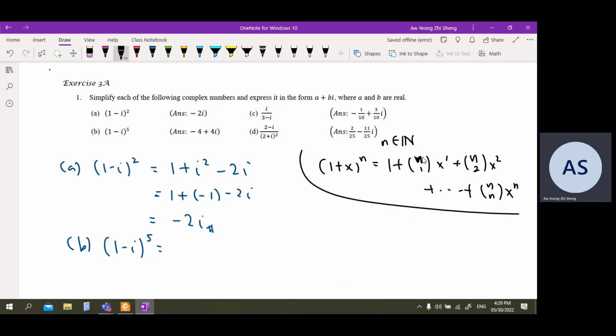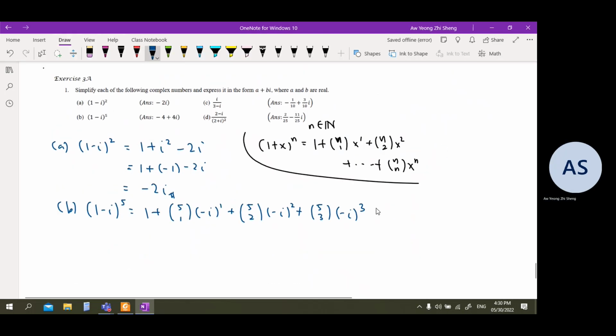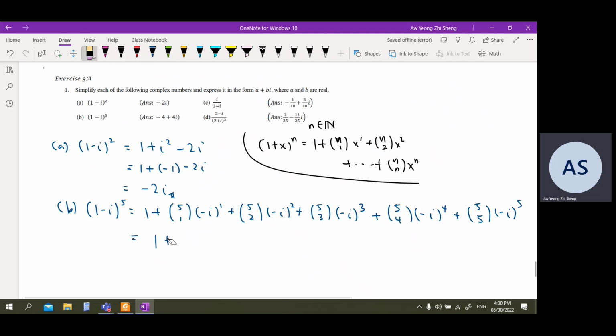binomial expansion formula here. Okay, so I have now 1 plus 5C1, where the x should be taken as negative i. So that's negative i to the 1. 5C2, negative i to the 2. 5C3, negative i to the 3. Followed by 5C4, negative i to the 4. And lastly, 5C5, negative i to the 5. 5C1 is just 5. And negative i, well, just bring the negative to the front. So that's minus 5i.